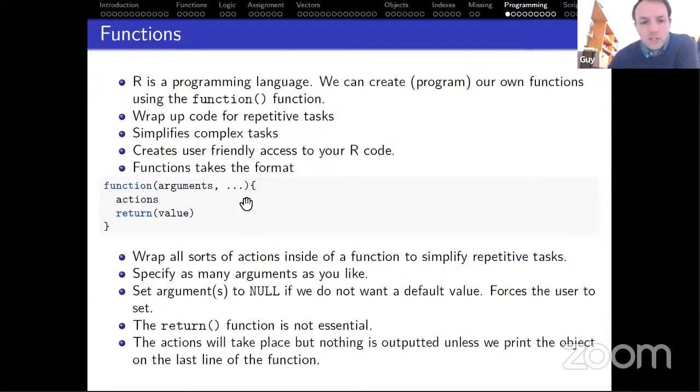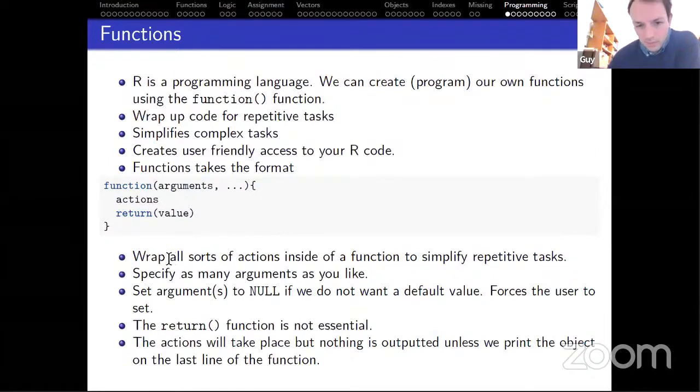So functions can take this general form where we have the function name, then our argument names, and then we have a set of actions. This might be just one line of code, or it might be 50 lines of code. And then after the actions, we will return a value.